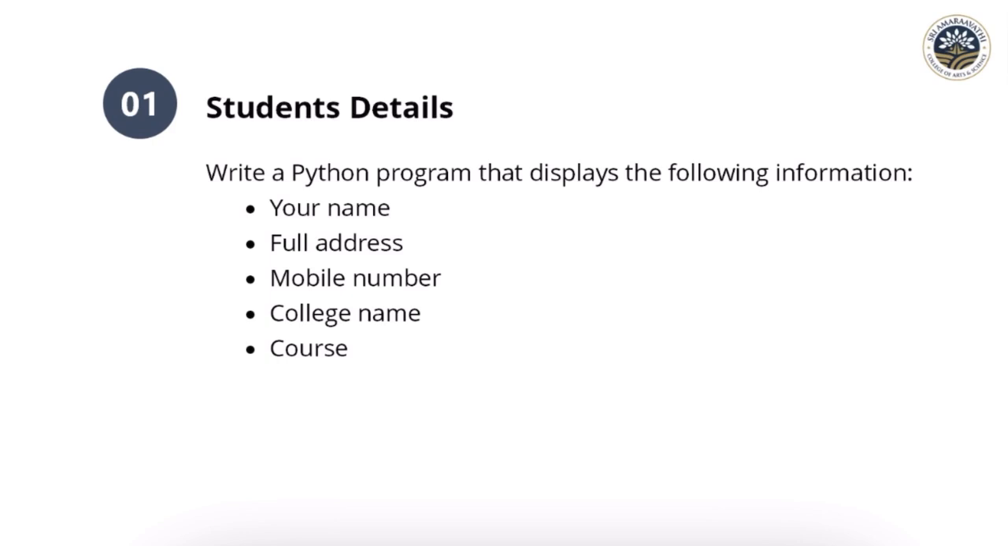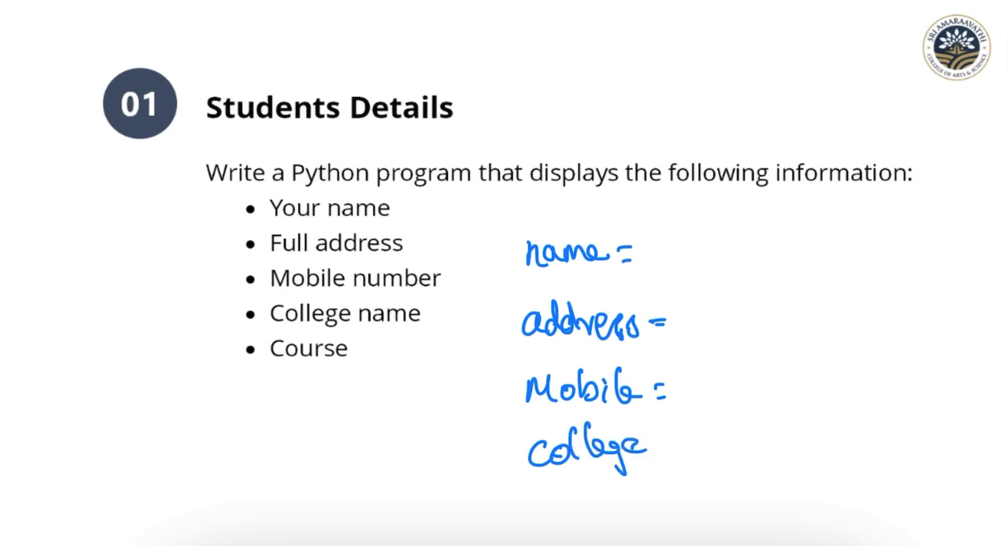For name, I just give name, and for address, address, and for mobile number, I give mobile, and for college name, I give college, and for course, it's course. Okay, I have assigned the variable names. Now I need to get input from the user.